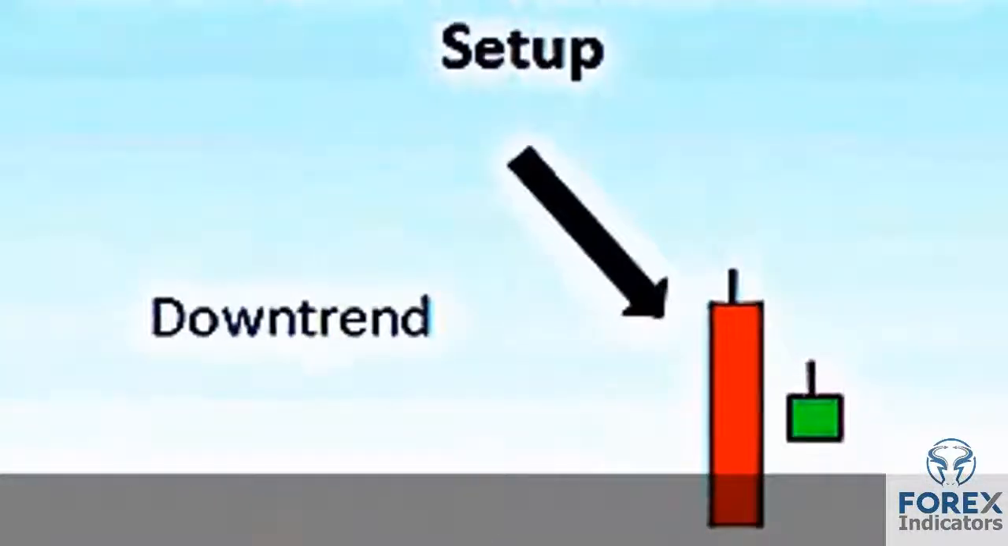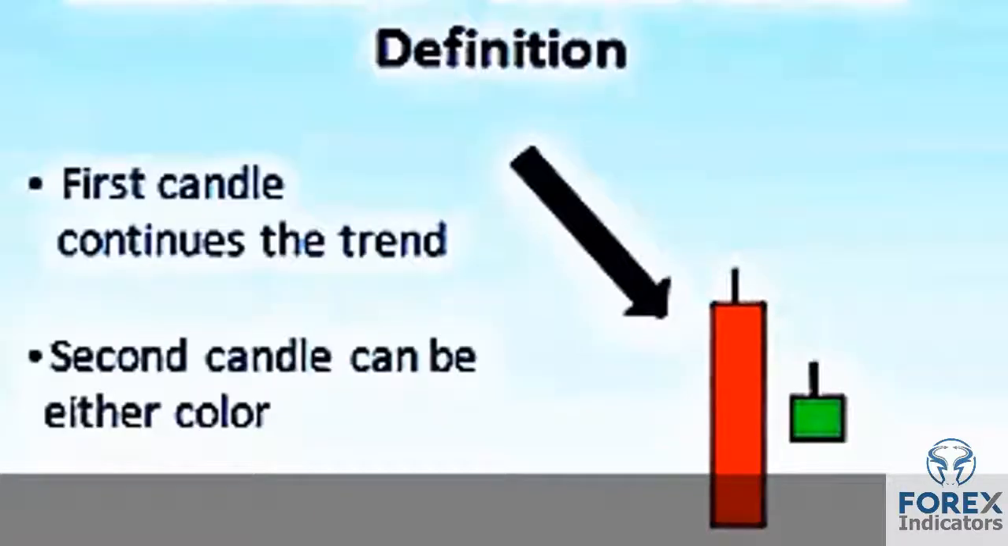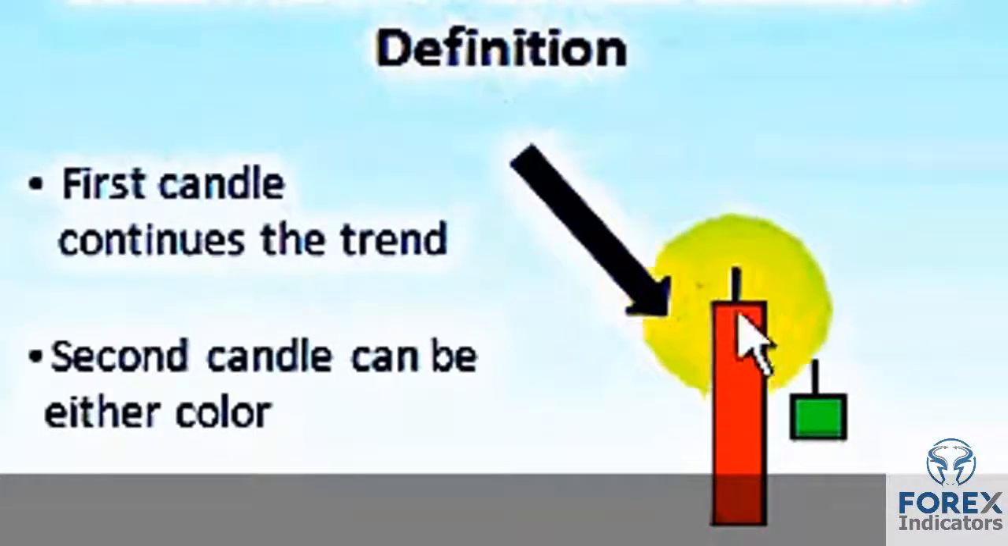A bullish harami is just the opposite, but let's go through the full definition just to be sure we've got it. The pattern must be preceded by a confirmed trend in the downwards direction. The first of the candles continues the trend. So with the downward trend, the candle is red as the bears continue to drive prices lower.